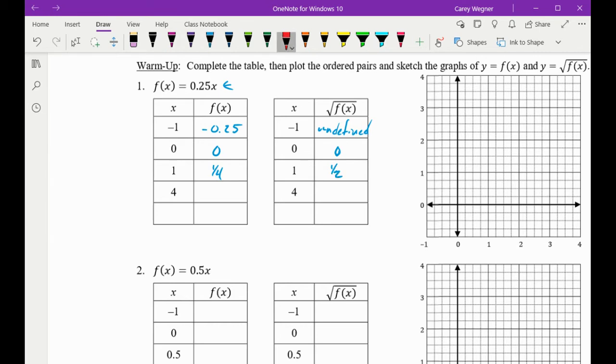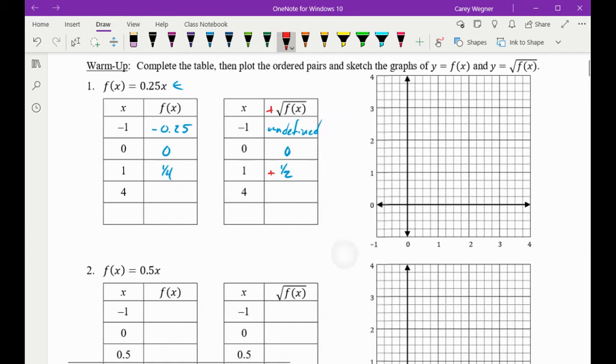Now, quick comment here. Notice that my radical has this invisible plus sign in front. So I'm only looking at the positive or the principal root. Once we have both tables complete, I'll ask you to plot the points on the grid to the right and then sketch the graph. Notice the function we're given will be a line. The radical function, you should not be using a ruler. You should be using a smooth curve. It'll have a sideways parabola type shape to it, or half of a parabola.